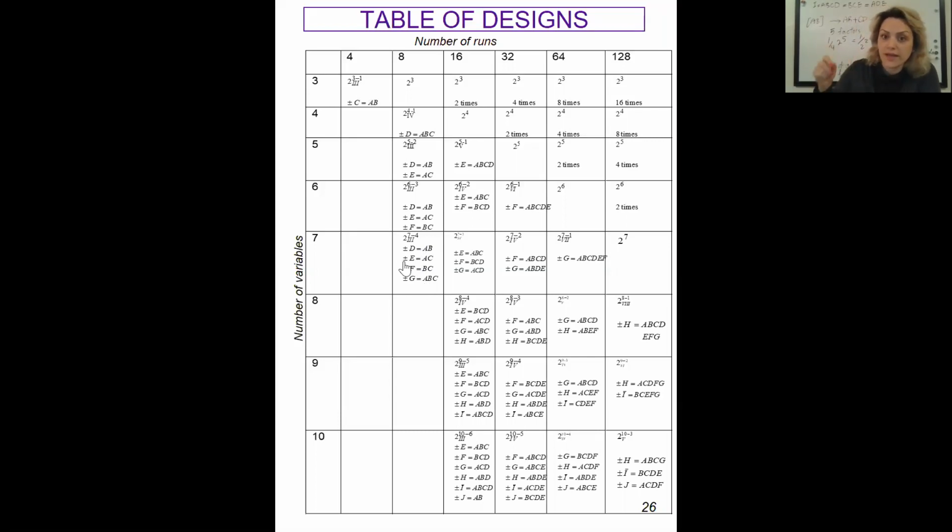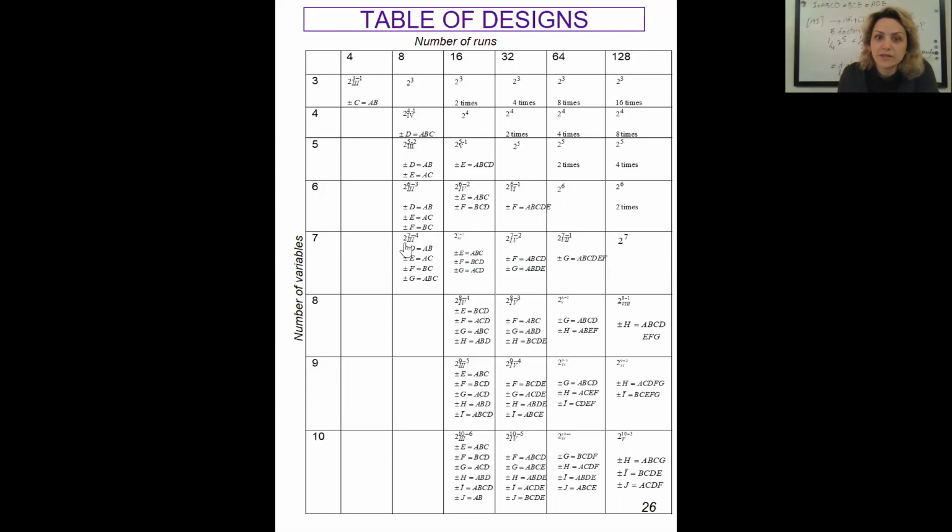So I would have all of these ones as my design generators. But when you are working on that, instead of this plus and minus sign here, you can write down D is equal to positive or negative AB, right? And for example, let's read this one. See how we can read it.